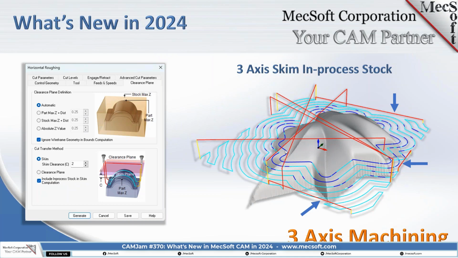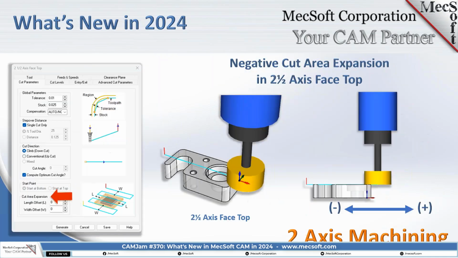The change here in 2024 is that before 2024, it only used the part geometry to compute the skim distance. Now it actually uses the in-process stock, and it'll clear the uncut material also. This was an enhancement that people have requested, so that's why it's in the product now. And it does it at every cut level, so it'll calculate that. If it needs to move from one point to another, it will use that skim clearance. Okay, so let's go on and see.